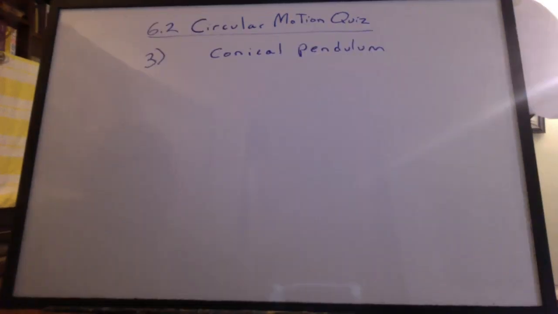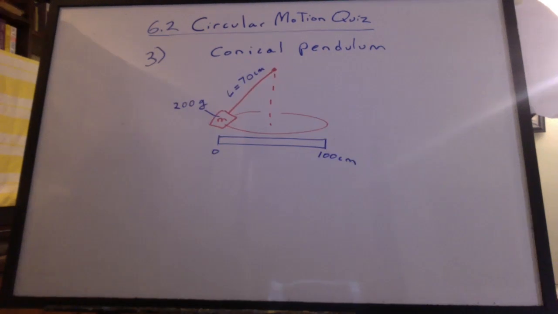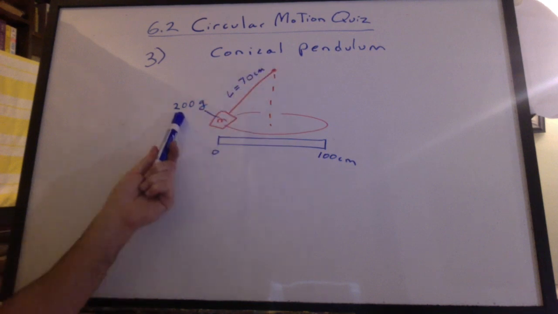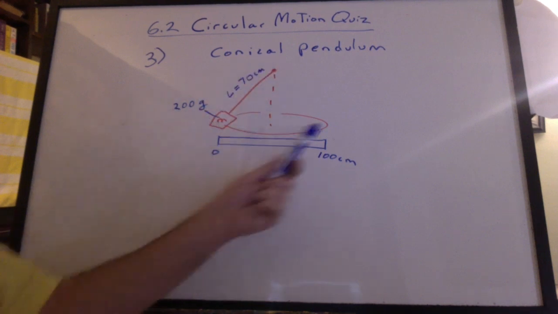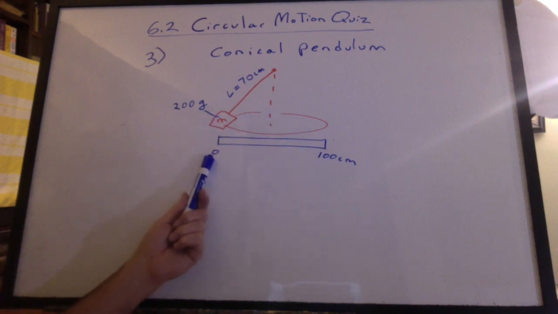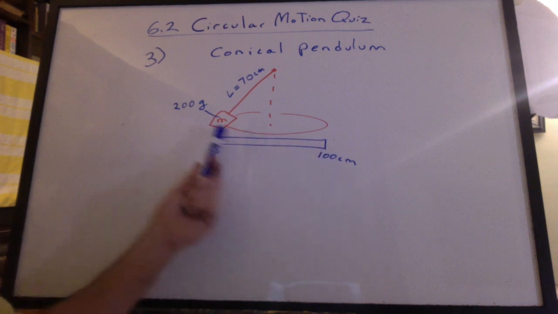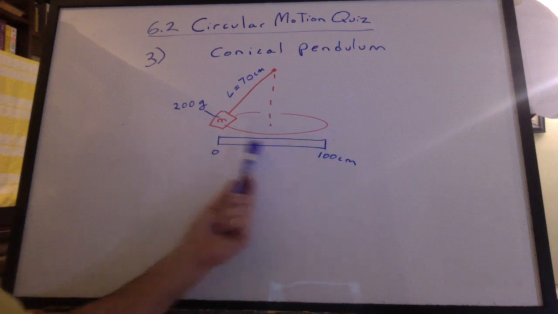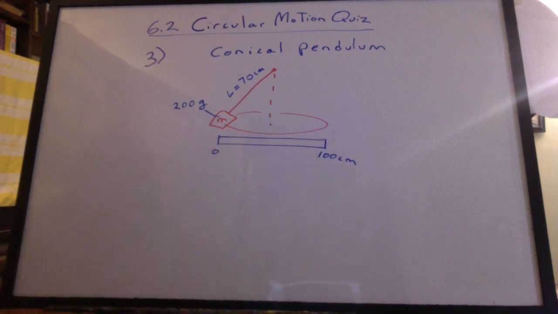How about the conical pendulum lab? So we have a string, 70 centimeters long, center to the center. We're going to have 200 grams here swinging around in a horizontal circle over the meter stick. Why did we do it over the meter stick? So we can measure the radius. If you swing this out far enough, it'll be right over the ends, and then middle will be 50, and so the radius will be 50 centimeters.